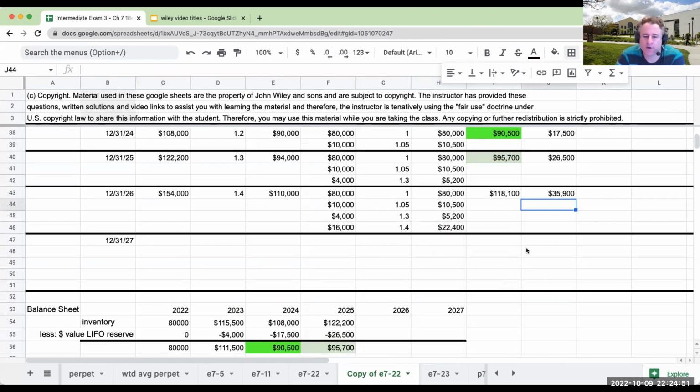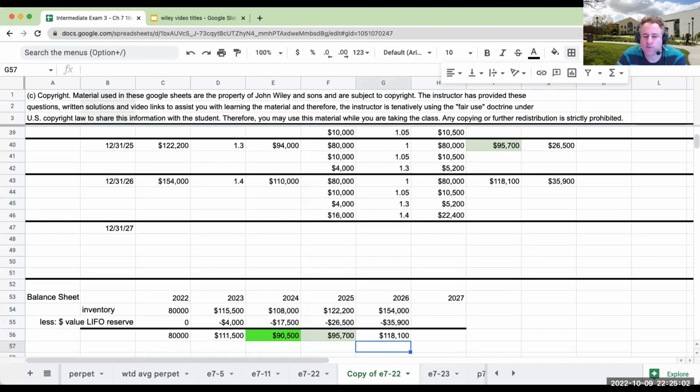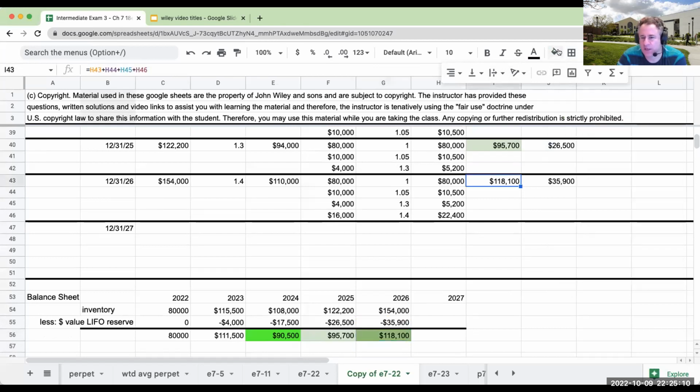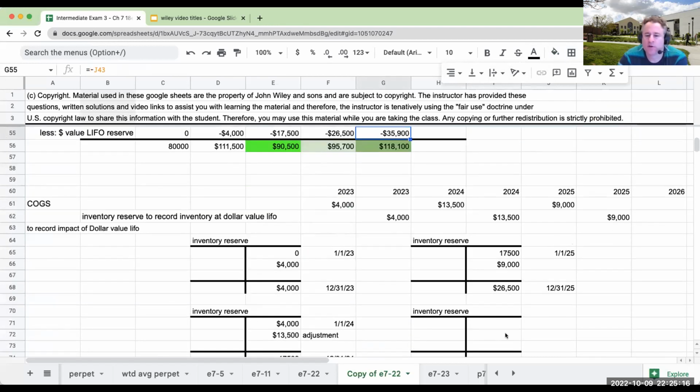So what I'm now going to go ahead and do is say, okay, well, my beginning inventory here was 154. My LIFO reserve is going to be 35.9. So my ending balance is going to be 118,100, which is what I need to go over here to show that this is going to be under dollar value LIFO. Okay, now for the fun part, hopefully this is kind of making a little bit more sense.